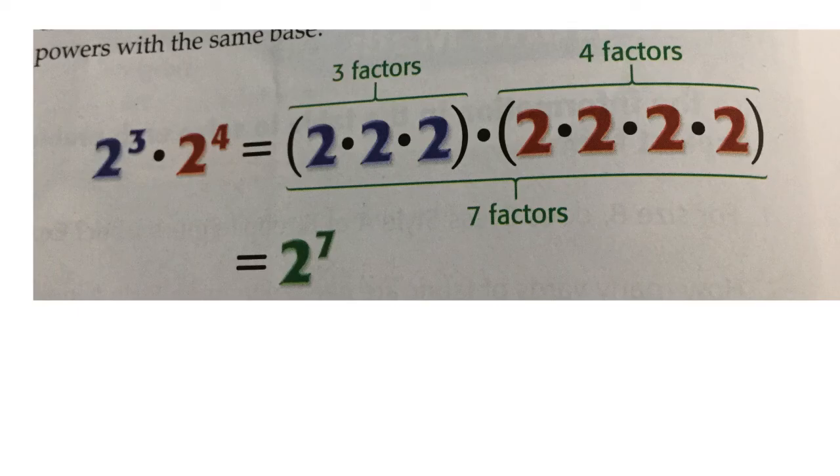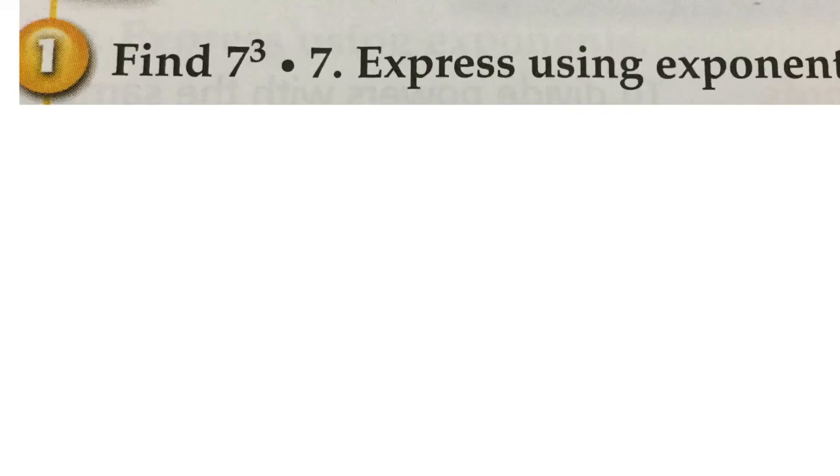Okay? It's very important because we're going to start using numbers that have variables in them, right? So the only way you can do it is to use this rule for multiplying powers. Okay, so it tells me to find 7 to the third power times 7. So I'll let you write that down. 7 to the third times 7.